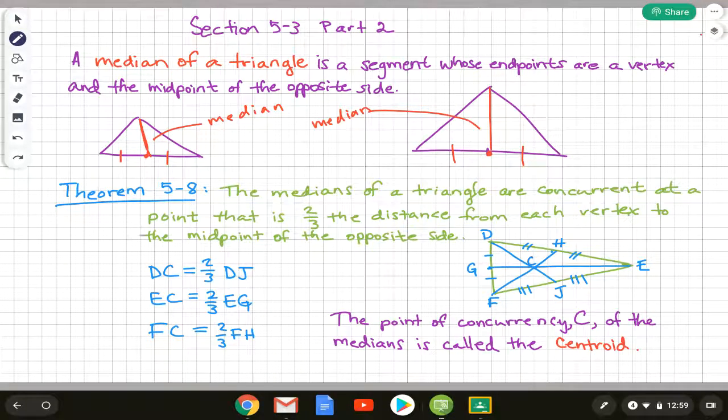Okay, let's have one more video to hopefully finish this section 5.3, and hopefully this has been in short pieces so it's not so overwhelming. Here we're going to talk about the medians of a triangle.